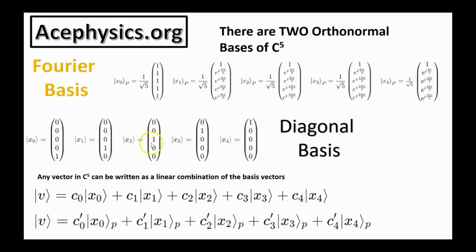Any vector in C5 can be written as a linear combination of these vectors. So the Fourier transform is just a basis transformation from this basis to this basis. From a conceptual point of view, now you know everything there is to know about the Fourier transform. It's a basis transformation from one basis in Cn to another basis in Cn.